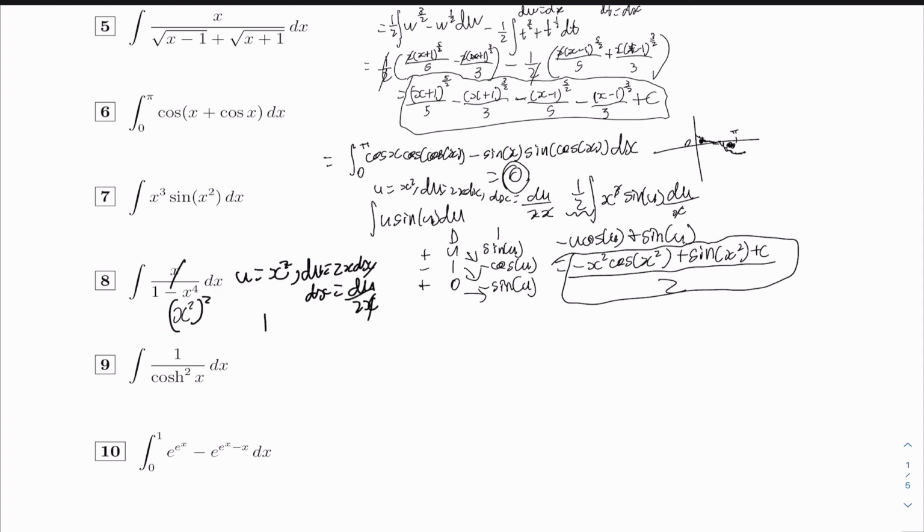We can bring the 1/2 out. So this is equal to 1/2 times the integral of 1 over 1 minus, and we know that this is the same thing as x squared all squared. And x squared is u, so it's 1 over 1 minus u squared du.